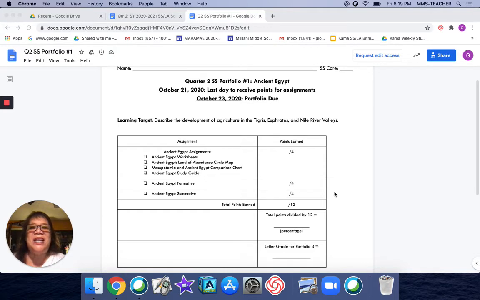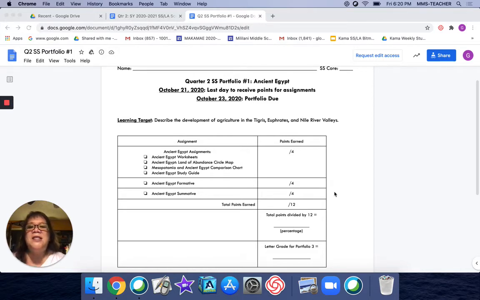I'd like to go ahead and introduce our Quarter 2 Social Studies Portfolio 1 on Ancient Egypt. Now, this Portfolio 1 is going to be due on October 21st, 2020. That's the last day to receive points for any of the assignments on this portfolio. And the actual date that the portfolio is due, that your teacher's doing all the calculations and inputting it on Infinite Campus, is October 23rd.